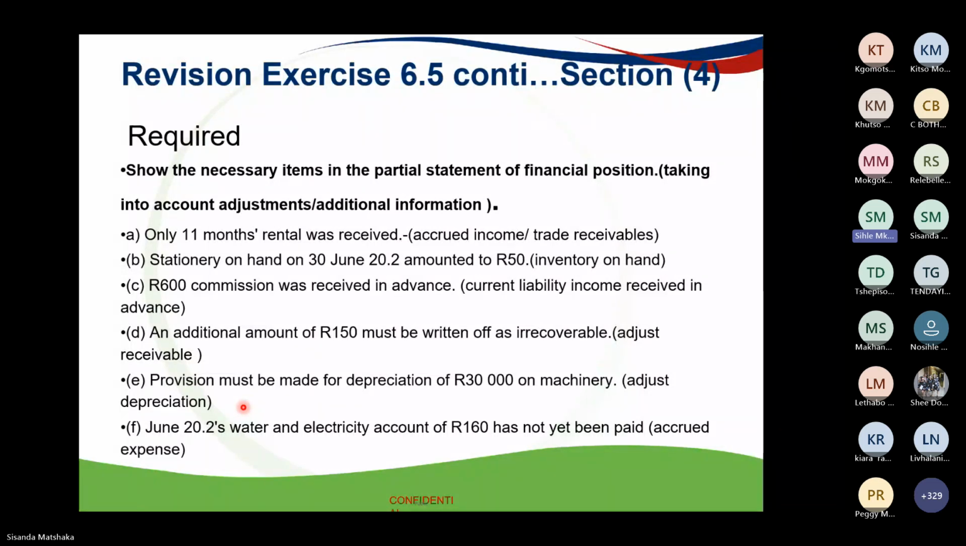Now, on the last point, which is F, we are also told that for water and electricity, an amount of 160 has not been paid, which is an accrued expense. It's a temporary liability. So basically, one month maybe has not been paid, similar to what you see on the earlier item. Now, listen, Sandra, you can move on to the solution.